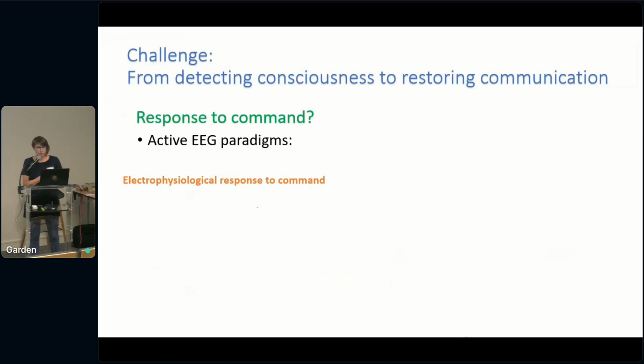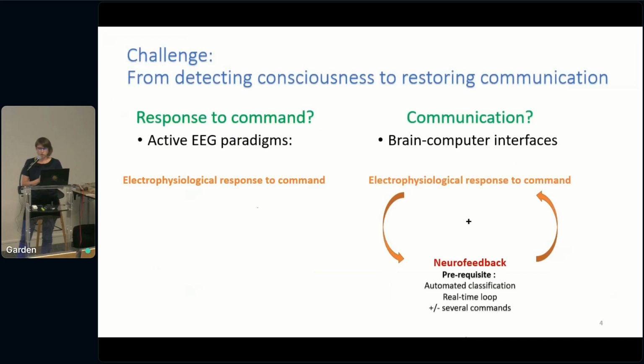So what is the difference between paradigm for response to command, active paradigm? I will talk mainly about paradigm with EEG now, because it's much more practical for this patient. For the active paradigm, we only look at the electrophysiological response to command. For brain-computer interfaces, there is an additional setup with an automated classification, a real-time loop, and you can have, most of the time, more commands because it's more practical for communication.